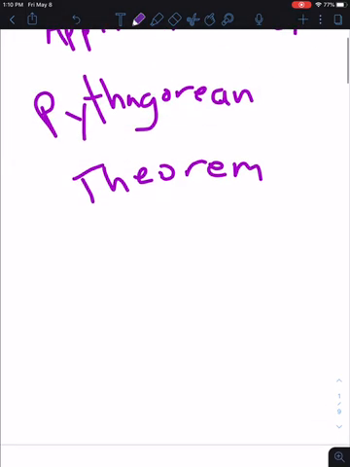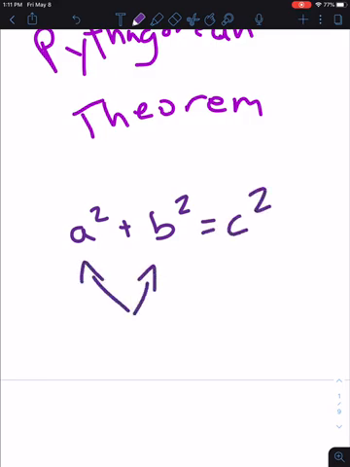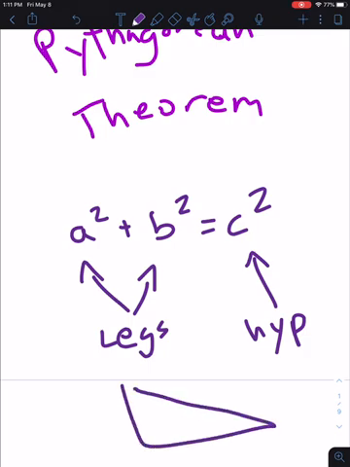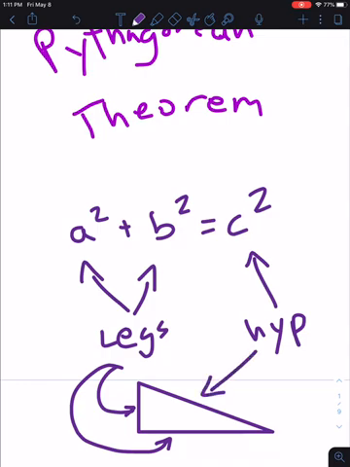Before we talk about the application of the Pythagorean theorem, let's review it. The theorem states that a squared plus b squared equals c squared, where a and b are both the legs of a triangle, and c is going to be the hypotenuse. If we have a right triangle here, the legs would be these two sides, and the hypotenuse is the longest side of a right triangle. And the Pythagorean theorem only works with right triangles.